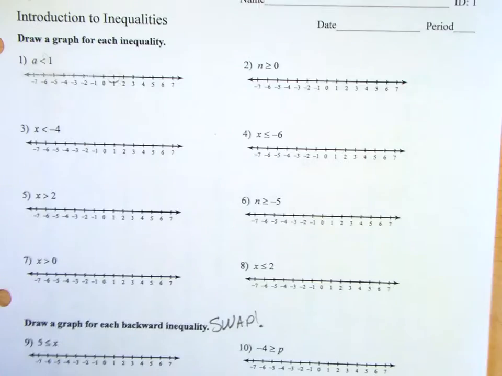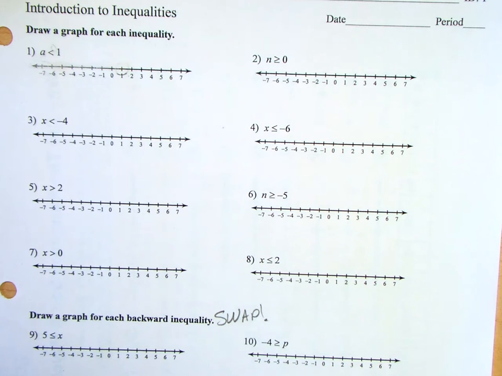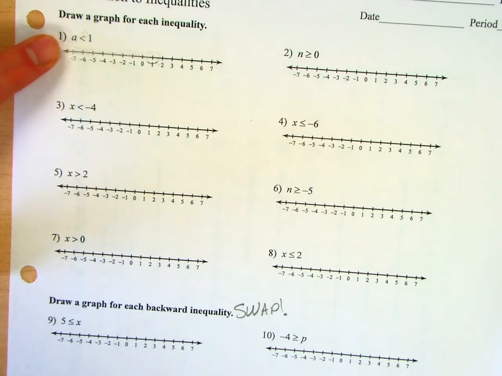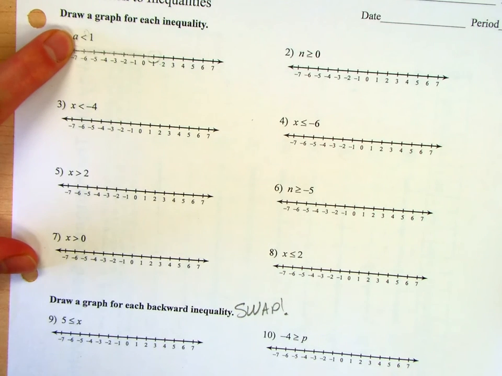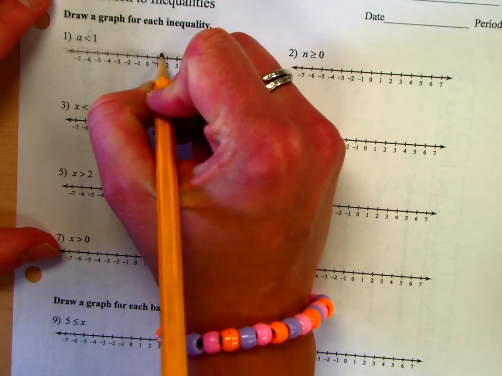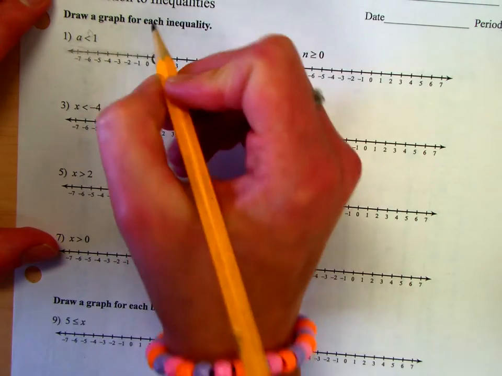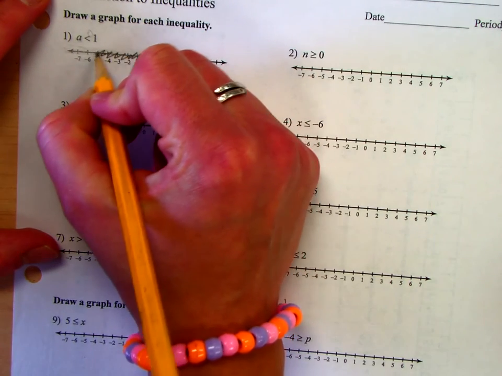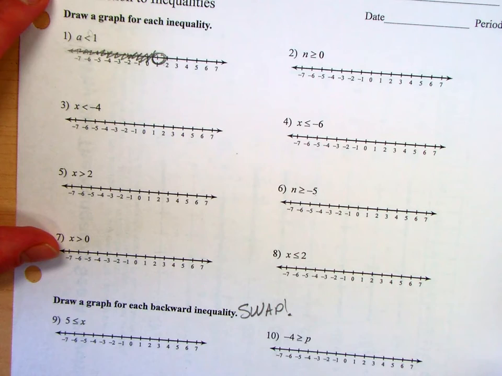Okay. The other part of the assignment that we're going to be working on after we finish the pretest in class is you guys are going to be graphing inequalities. So all you have to do is open or close circle and then shade on the number line. So like this one, number 1 says A is less than 1. So less thans are open, and because I need numbers that are less than 1, that means that I'm going to shade to the left.